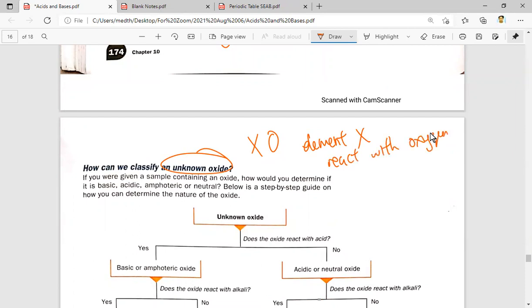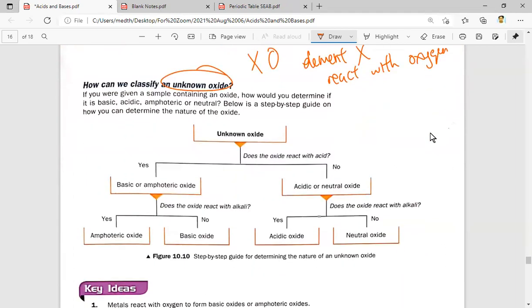Okay, so you form an oxide, right? So how do I know whether it's going to be basic, acidic, amphoteric, or neutral? So really the key question to ask is, does it react with acid? If yes, it will definitely be basic or amphoteric. If no, it will either be acidic or neutral. Then of course the next question to ask is, does it react with alkali?